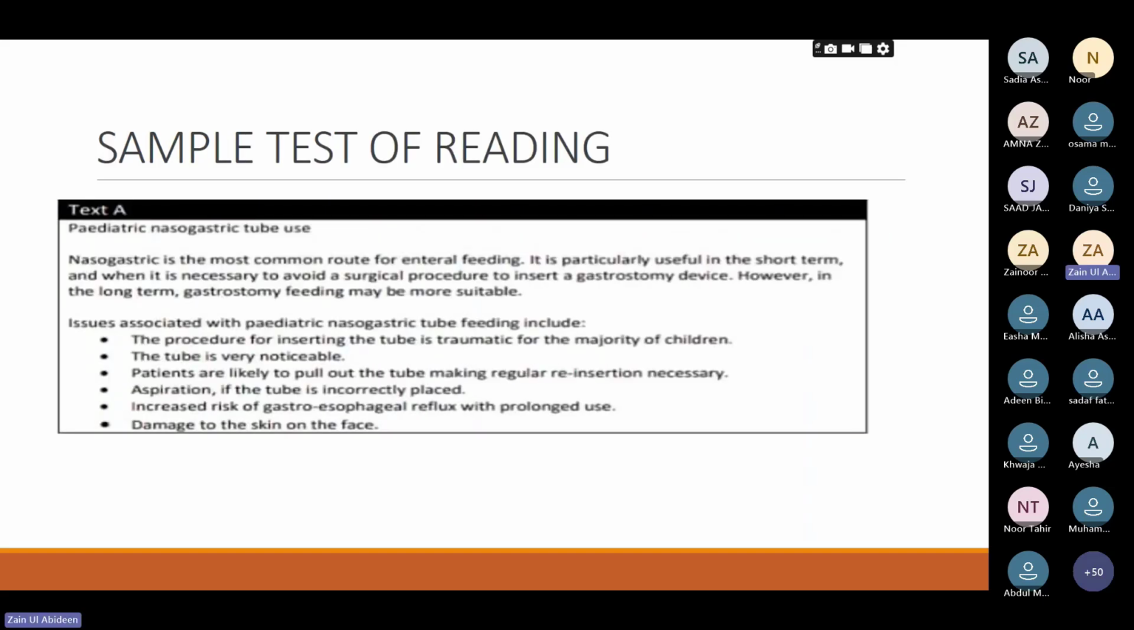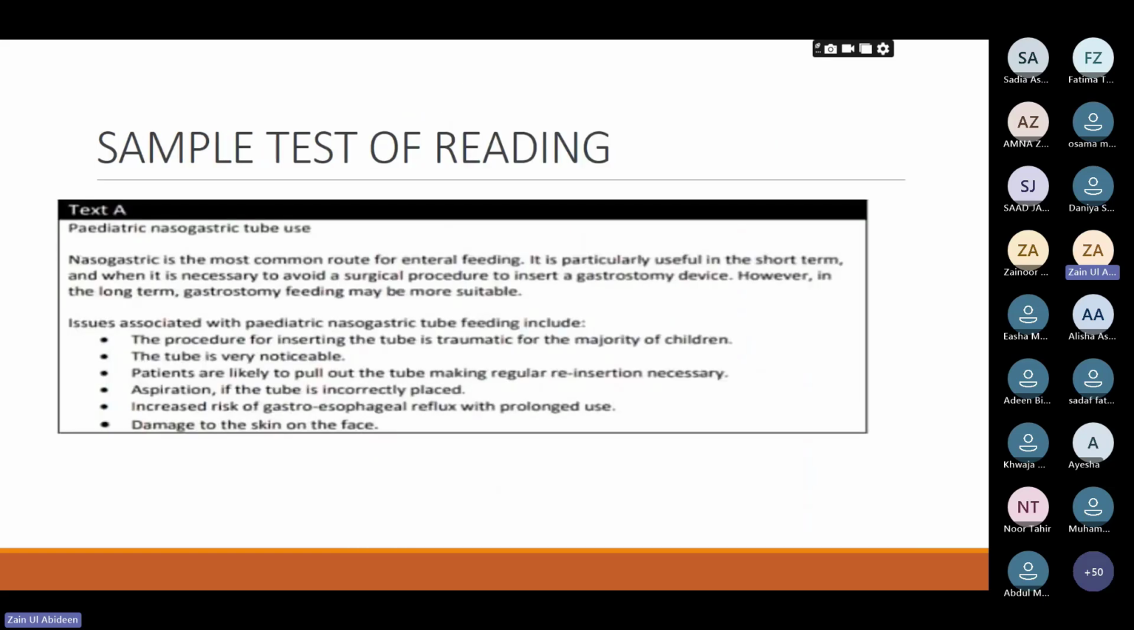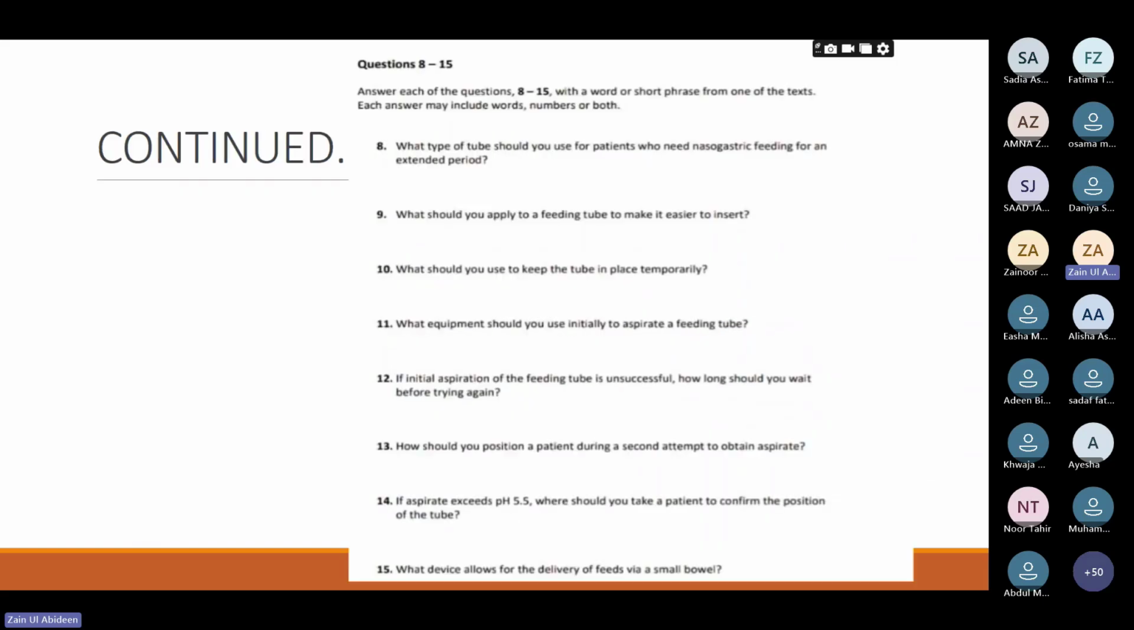This is reading part A. Like this is the paragraph, on pediatric gastric tubes, their uses and issues associated with them. And there are going to be questions associated with it, and you're going to write on the paper, like, what type of tube should be used for a patient for an extended period of time. It's going to be written in the paragraph, you're going to find it, and then you're going to write it in front of this line.